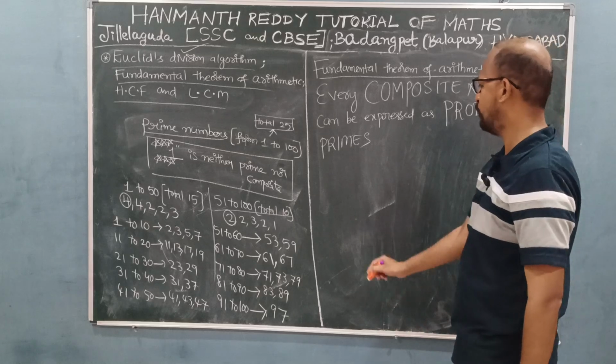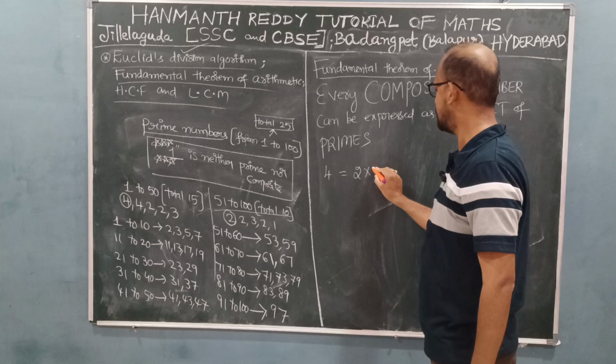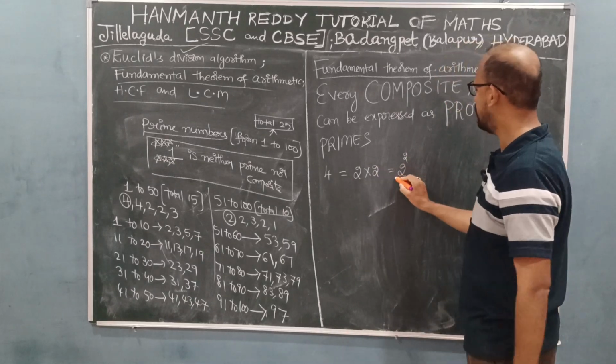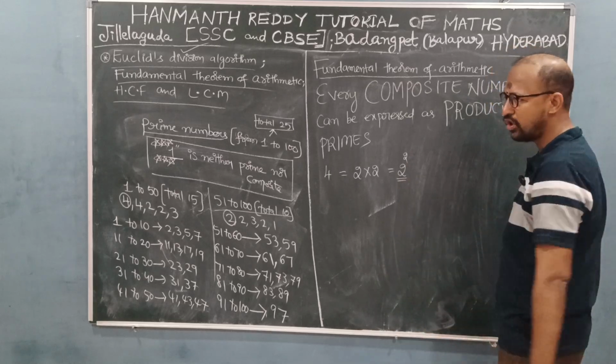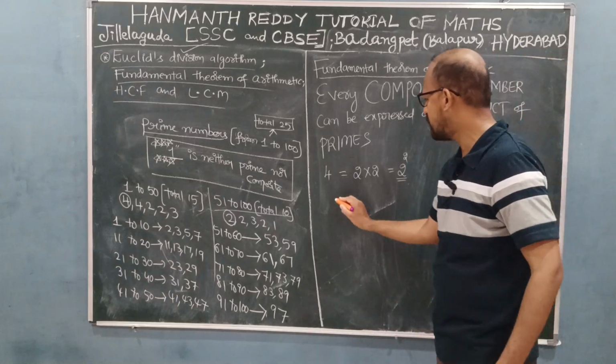So now I am writing 4. Now 4 can be written as 2 into 2, which means 2 squared. Is 2 a prime number or not? Now I am talking about the base, not the exponent. Now the next composite number is 6.